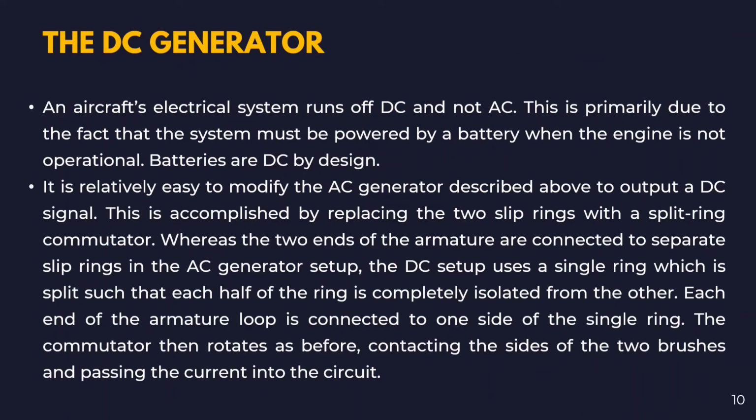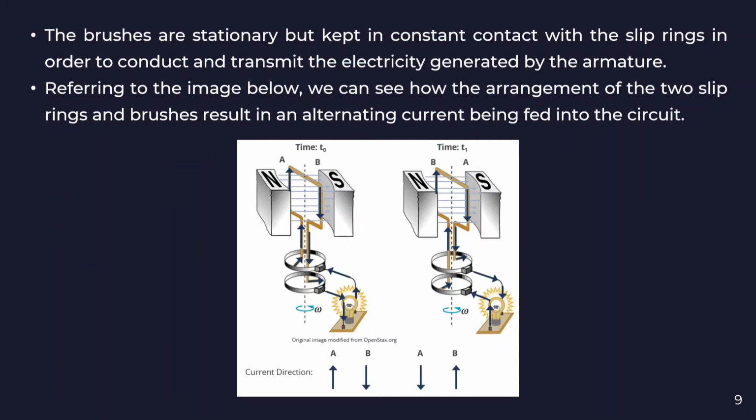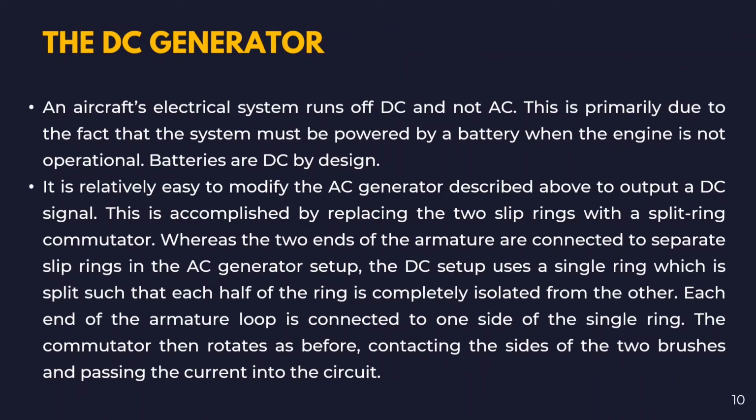The DC generator. An aircraft's electrical system runs off DC and not AC. This is primarily due to the fact that the system must be powered by a battery when the engine is not operational. Batteries are DC by design. It is relatively easy to modify the AC generator described above to output a DC signal.